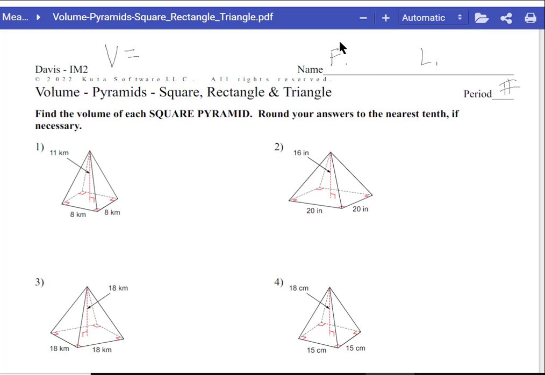It's going to be the area of the base times the height divided by 3. Now, you can rewrite this several different ways. You could say this is going to be b times h divided by 3, or it could equal 1/3 area times the height. There's a multitude of ways you could write this.